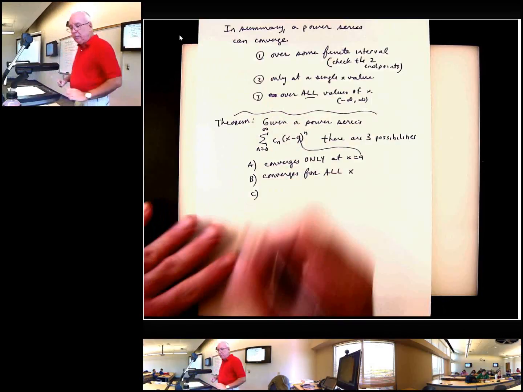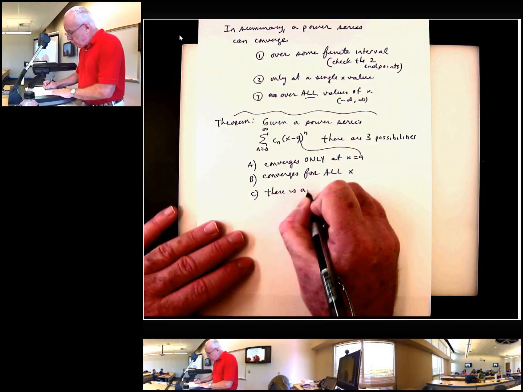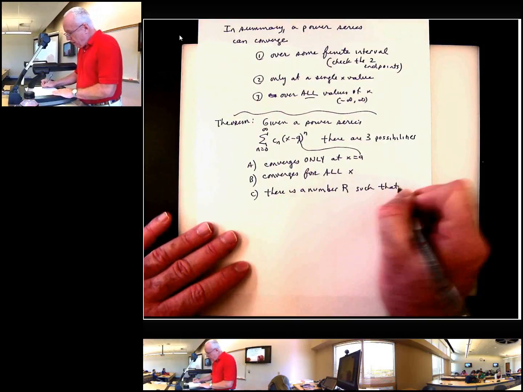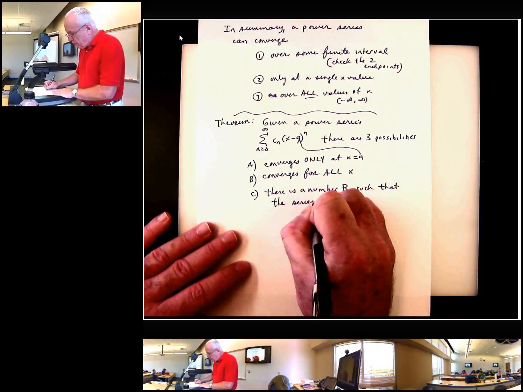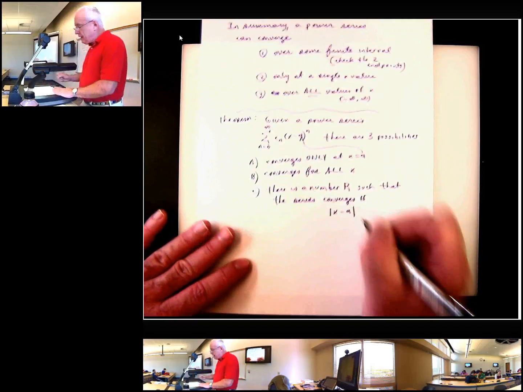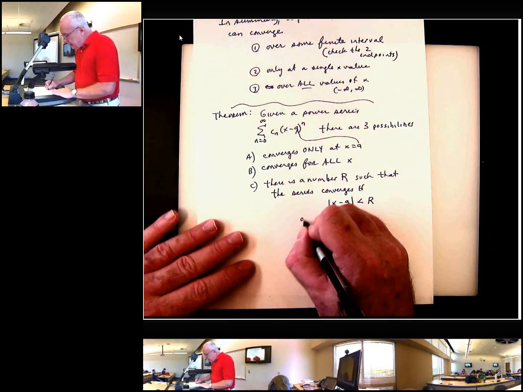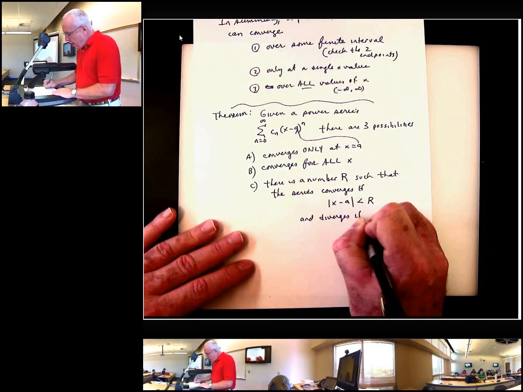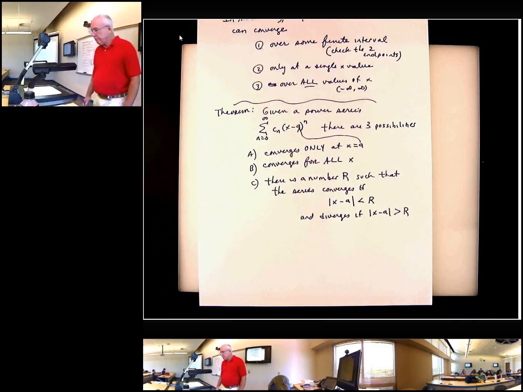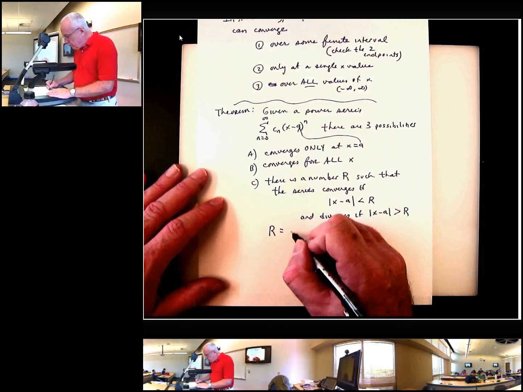And then the third possibility, which requires a little bit more work on our part, is this. There is a positive number R, we're going to call it capital R, such that the series converges if the absolute value of x minus a is less than R, and it diverges if the absolute value of x minus a is strictly bigger than R. Now, this R is called the radius of convergence.